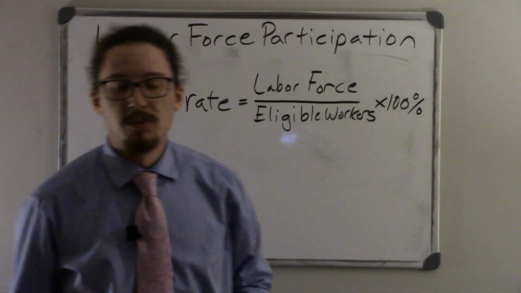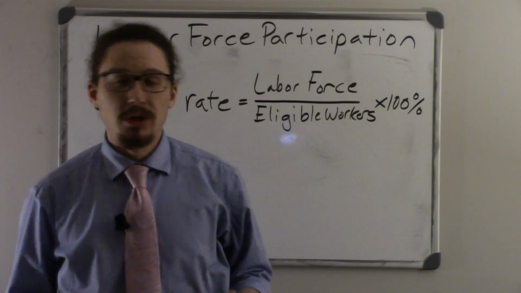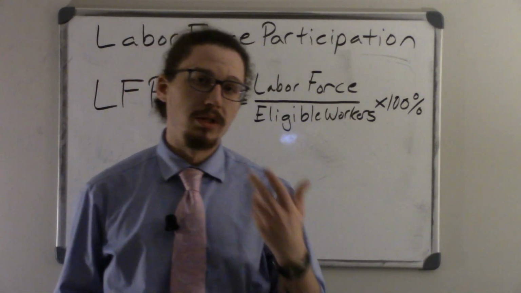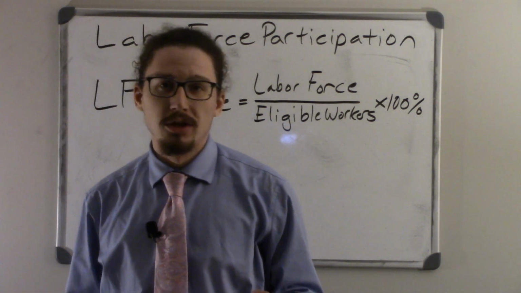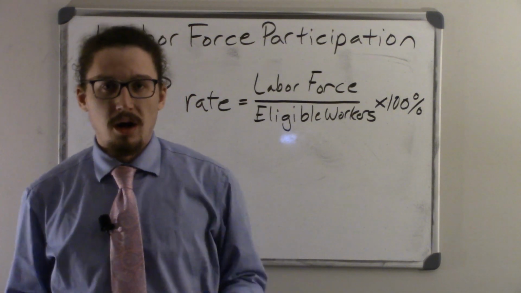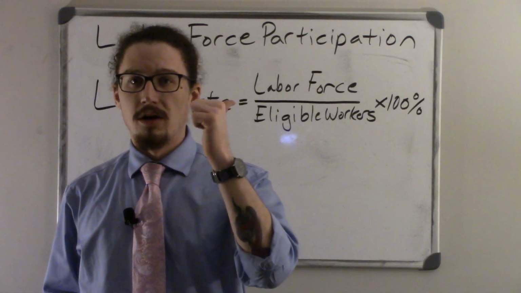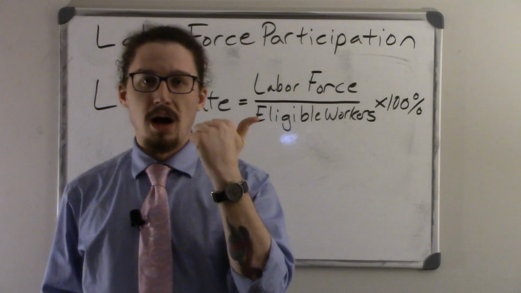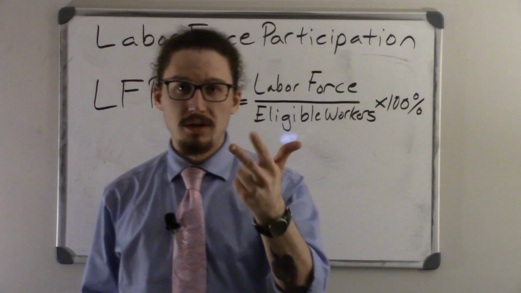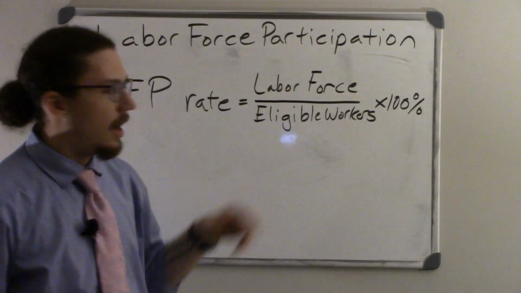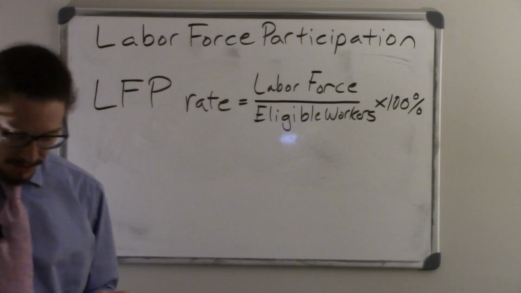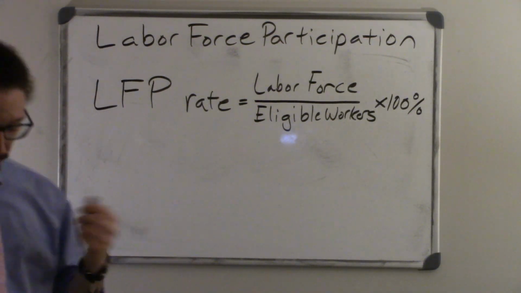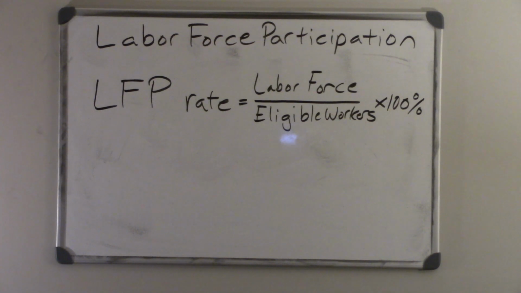What defines somebody as an eligible worker are essentially the exact same things we looked at to determine whether or not somebody would be considered unemployed. The only difference is that they don't need to be looking for a job to be an eligible worker. As long as they are 16 years old or older, not institutionalized, and a civilian, if they meet those three criteria, they are considered eligible workers. And of course our labor force is simply the number of unemployed plus the number of employed workers.